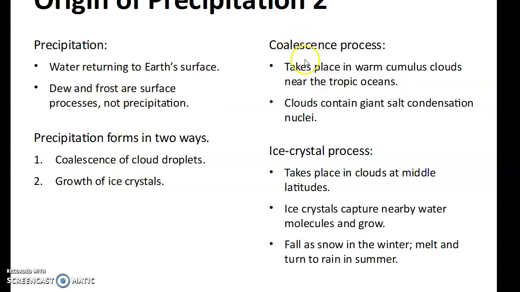As we said, the coalescence process takes place in warm cumulus clouds near the tropic oceans. Clouds contain giant salt condensation nuclei. Okay. The ice crystal process takes place in clouds of middle latitudes. Ice crystals capture nearby water molecules and grow. This falls as snow in the winter, melts and turns into rain in the summer. So the ice crystals are up above there. It's just dependent upon what temperatures they fall through in terms of what happens to them when they finally hit the Earth.